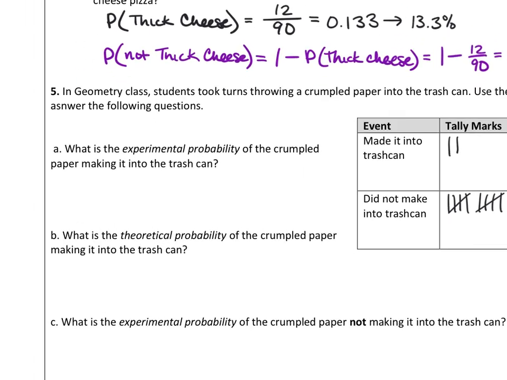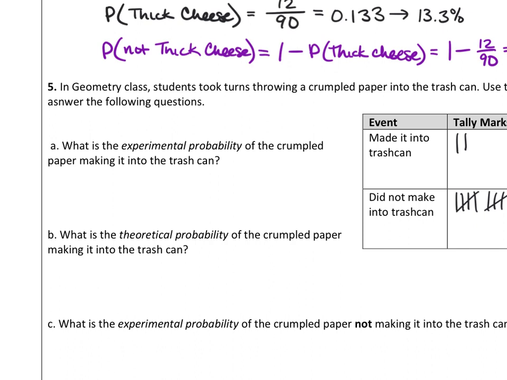It says, what is the experimental probability of the crumpled paper making it into the trash can? Experimental means we're using our data. If we want the probability of making it, we want the number of successes. How many people made it into the trash can? 2. Out of how many people who shot their ball into the trash can? 14. What is 2 divided by 14?